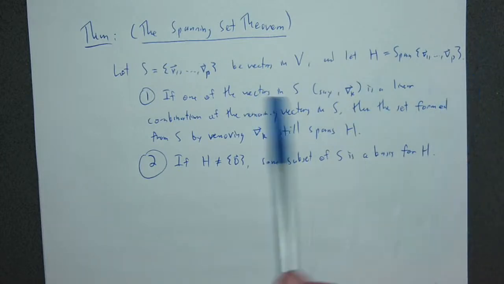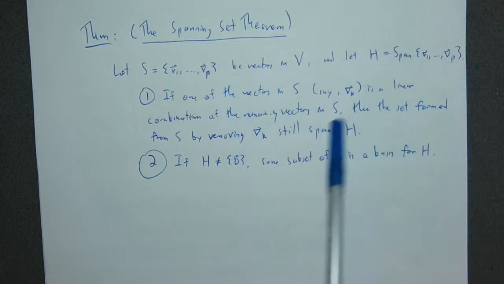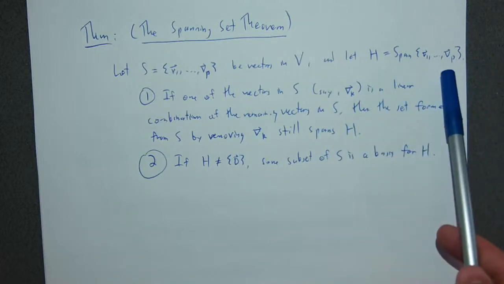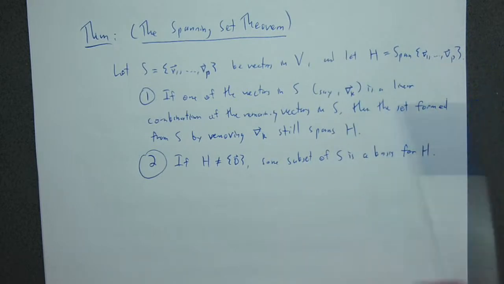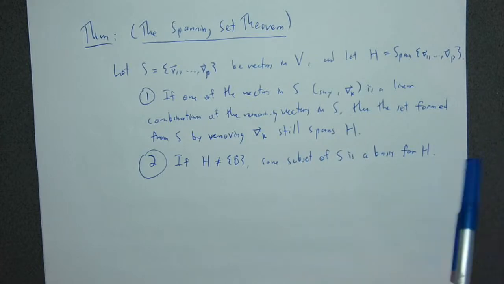If there is some vector, say vk, that's a linear combination of the remaining vectors, you can toss it out and you still get a spanning set. Repeat that process. Is there another vector that's a linear combination of the remaining vectors? If not, you have a basis for H. If there is, toss it out, you still get a set of vectors that span H. And so you can continue this process until you get a basis for H. Necessarily, that basis is going to be a subset of the original list of vectors. Okay, so that's how this works. So this is what ties together our notion of a basis being the most efficient spanning set.